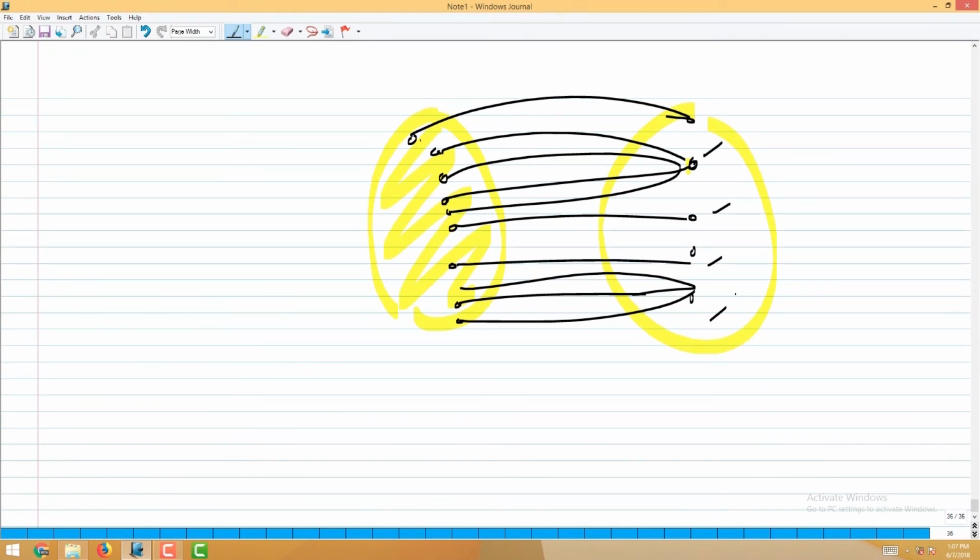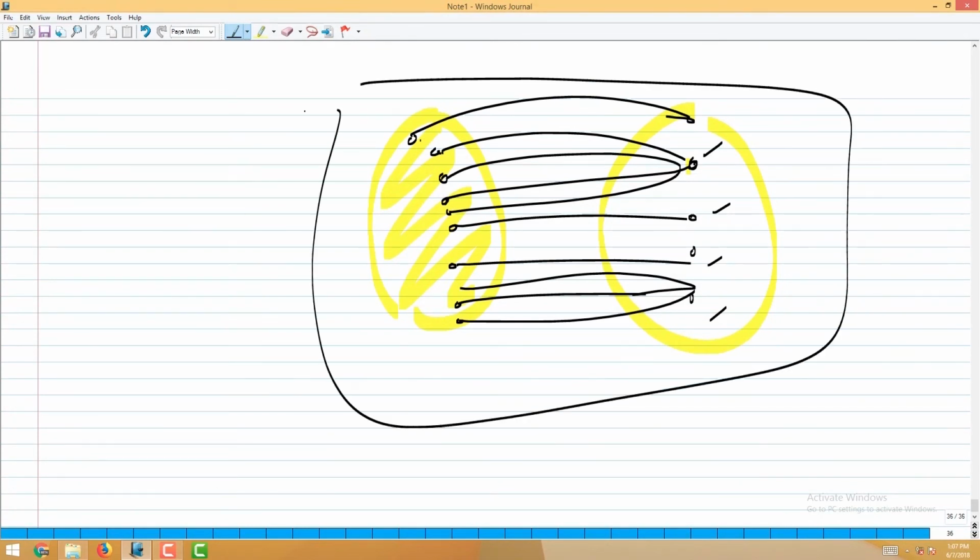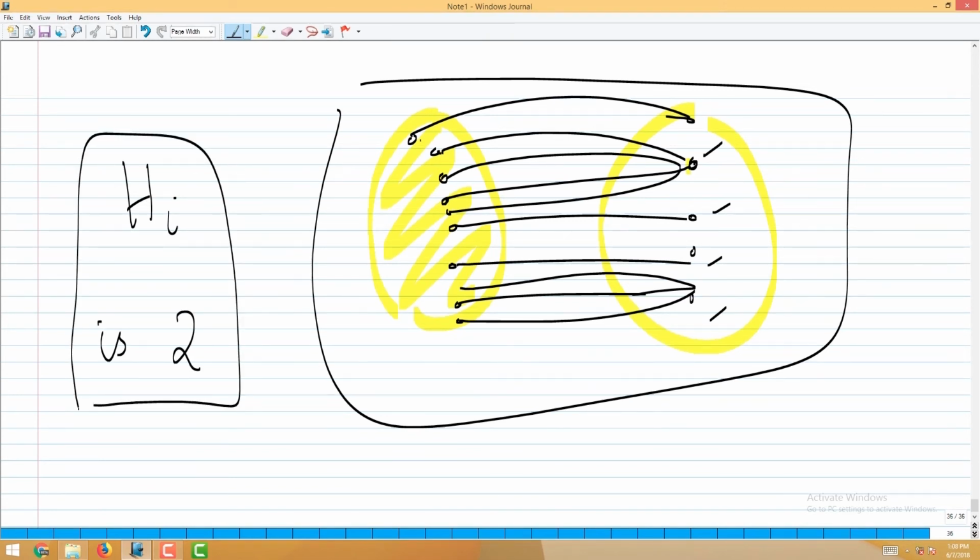Now this helps us to prove that the boxicity of this graph, namely an HI, is 2. Is 2 or at most 2. Why? Because I can construct two interval graphs now, such that the intersection of them is this graph.